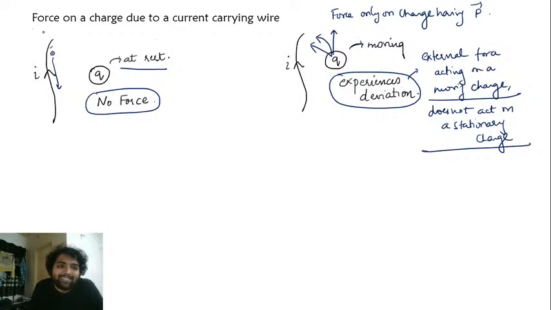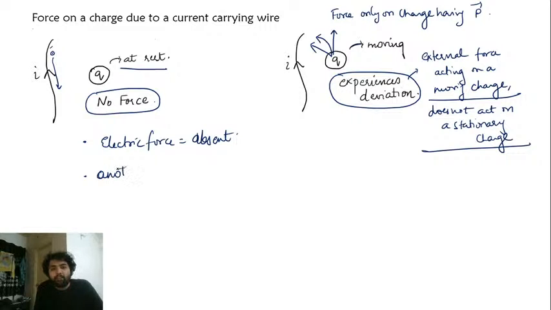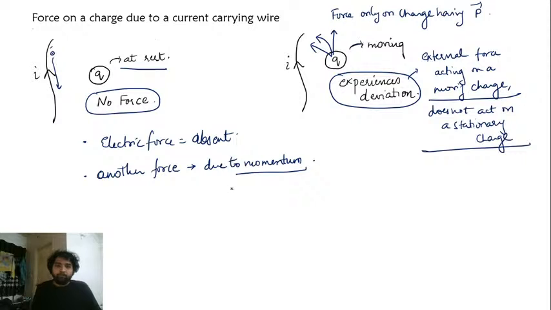And one more thing, this current-carrying wire is a neutral body. It is not electrically charged such that it will experience an electrostatic force. So the electrical force is absent, but there is another force present, another force which is caused due to the momentum of charges. Getting it? So this extra force which is caused due to momentum is called the magnetic force.